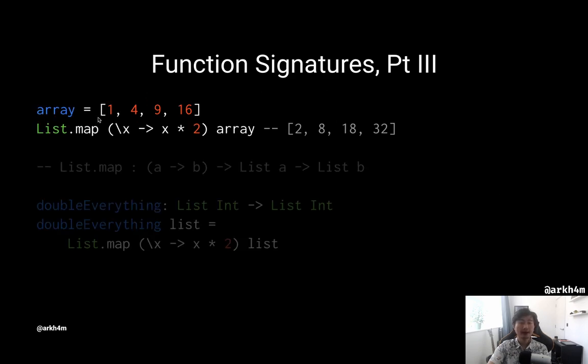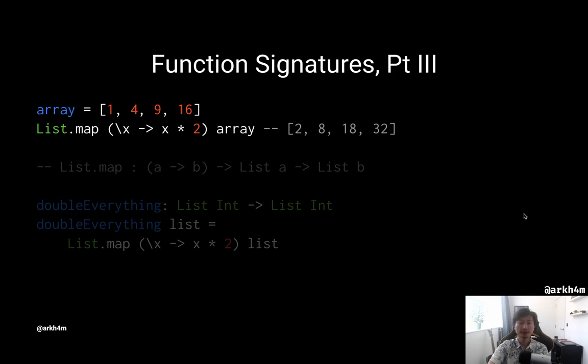So we can write the same thing in Elm. We just say array is 1, 4, 9, 16. By default, the array is a const, so there's no need to specify that. And then when we do that map, we just say List.map. This is the syntax for creating an anonymous function. So it's this backslash x, and then after the arrow, there's the body of the function. And then we pass the array. You can see this is exactly the same thing.